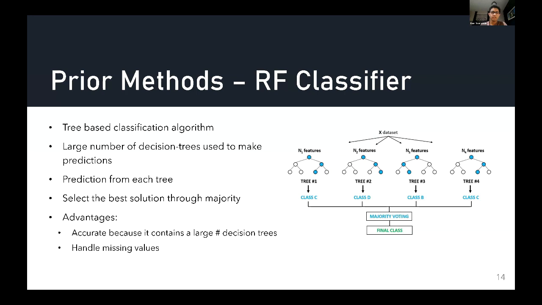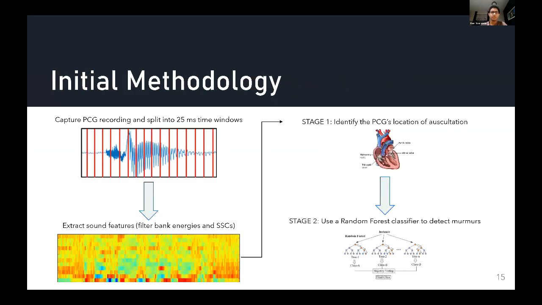The proposed methodology, which we are calling HM Detect, takes every heart sound recording and splits it into 25 millisecond time windows. Within each of these time windows, we're extracting sound features, the filter bank energies and the subband spectral centroids. Now, remember, our goal is to characterize heart murmurs based on their location. So we're doing a slightly reverse process. We're first trying to calculate which location a heart sound recording came from, and then deciding whether that location contained a murmur or not.